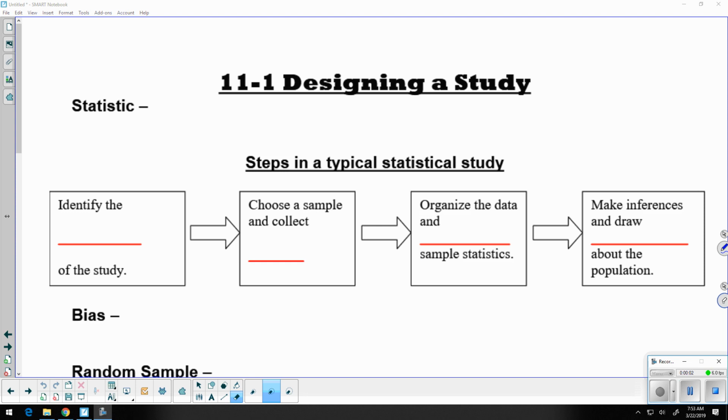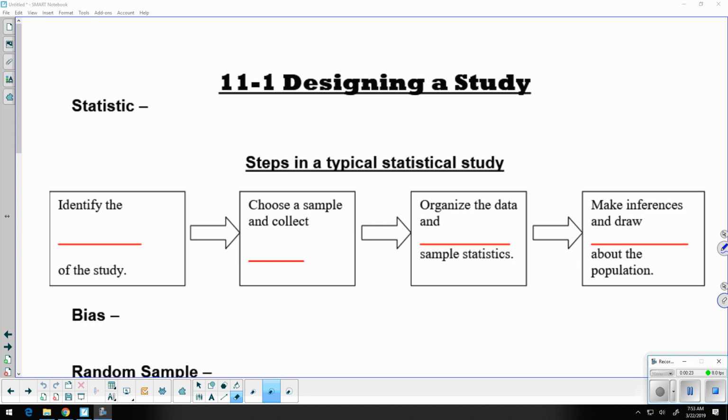All right, hello everybody. This is Mrs. Masteller once again, and we are continuing on with this chapter that's all about probability and also statistics. So we're getting into the more stats portion of the whole chapter. We're finally in chapter 11 after getting out of chapter 0.